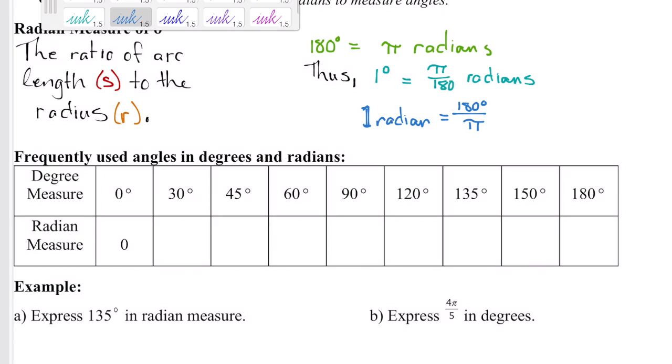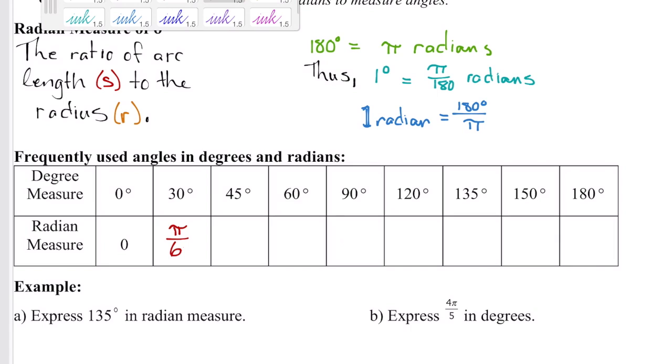So when we're looking at the circle itself and we're doing 30 degrees, we would multiply 30 times, since I'm going into radians, pi over 180. And so 30 pi divided by 180, we want to leave the pi there, so we're reducing 30 over 180, and it reduces to pi over 6. So 30 degrees is the same as pi over 6.